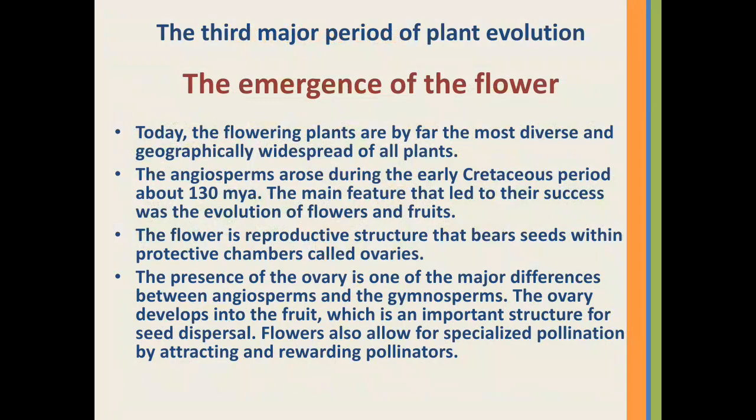The flower is a reproductive structure that bears seeds within a protective chamber called the ovary. The presence of ovaries is one of the major differences between the angiosperms and the gymnosperms. The ovary develops into fruit, which is an important structure for seed dispersal. Flowers also allow for specialized pollination by attracting and rewarding pollinators.